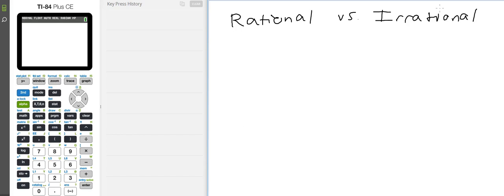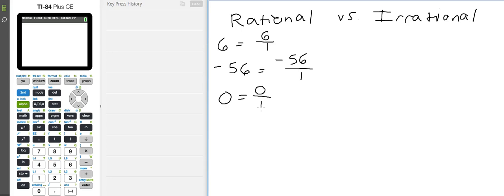So a rational number could be any positive number, let's say 6, which can be written as 6 over 1. It can be a negative number. It could be negative 56, which can be written as negative 56 over 1. It can be 0, because 0 can be written as 0 over 1. It could be a decimal that can be written as a fraction.